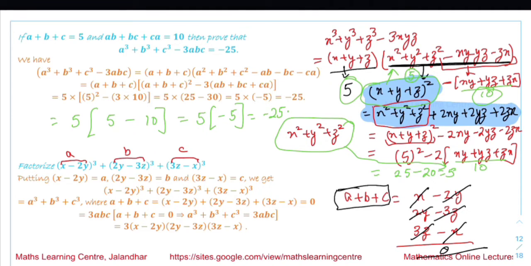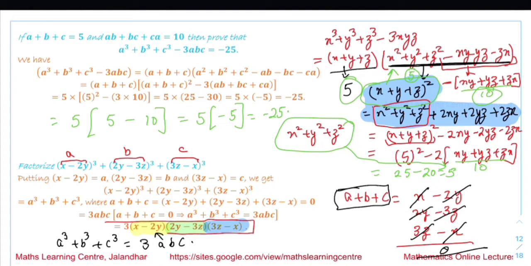So we see that A plus B plus C is 0. And the formula we have studied is, if A plus B plus C is 0, then A cube plus B cube plus C cube is equal to 3 times A, B, C. The value of A is x minus 2y, the value of B is 2y minus 3z, and the value of C is 3z minus x. So this is our final answer in this case.